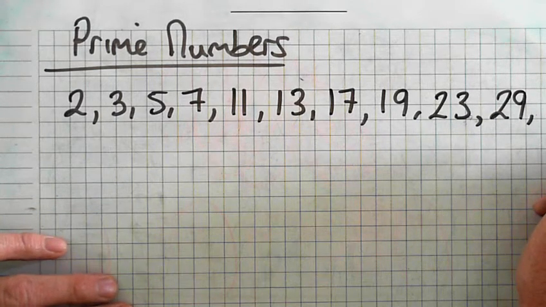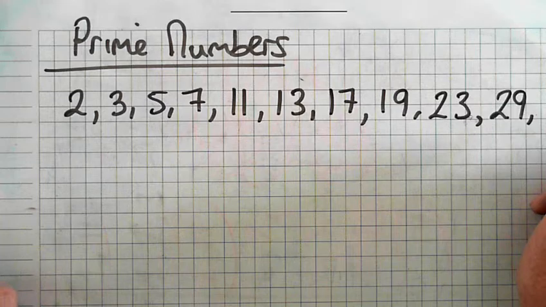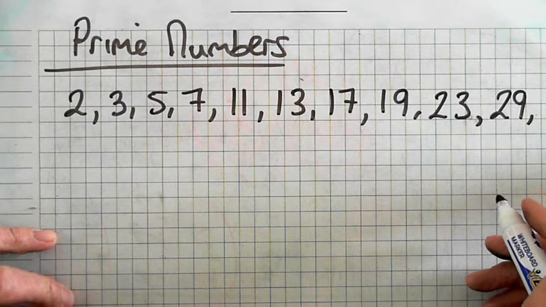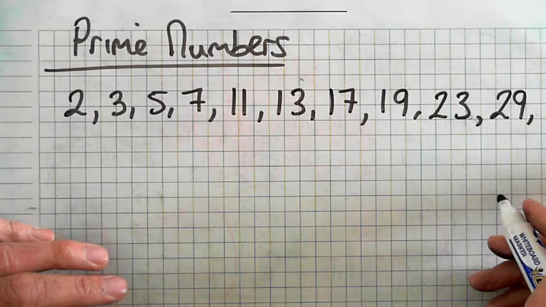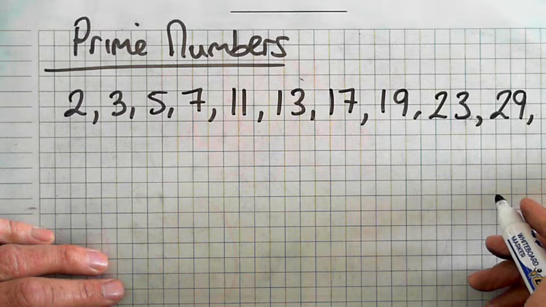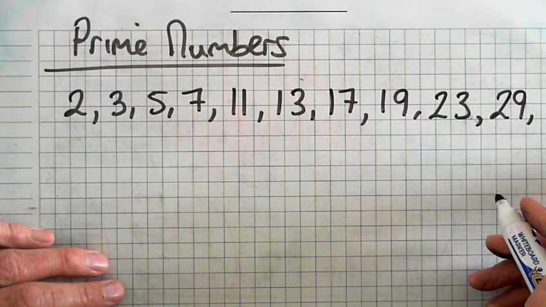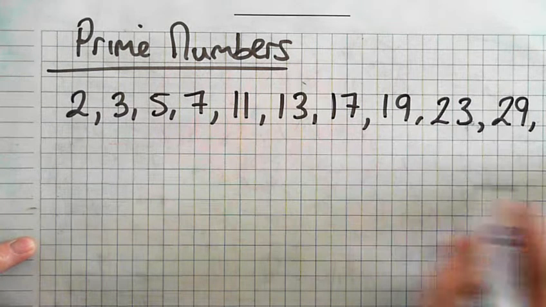Alright, 31, 32, 33, no, 3 will divide in. 34, 2 will divide in. 35, 5 will divide in. Remember, if 2, 3 or 5 divides in, then it's not prime. 36, 2 will divide into that. 37, will 2, 3, 4 or 5 divide into 37? No, 37 is prime.